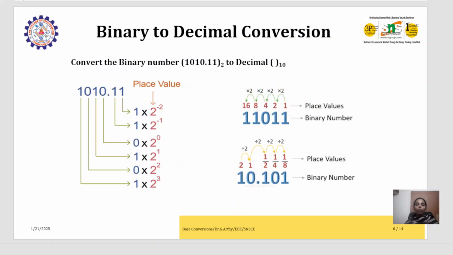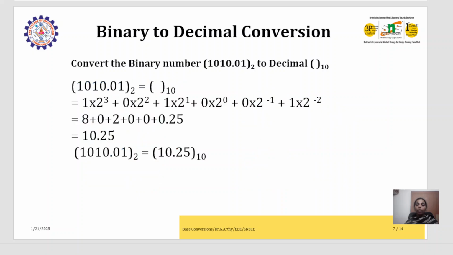Now see, for a number with both integer and fractional parts, the left side of the point we do as before: 2 power 0, 2 power 1, and so on. And what about the fractional part? For this we consider 2 power minus 1, 2 power minus 2 and so on. So here is an example for that, right?